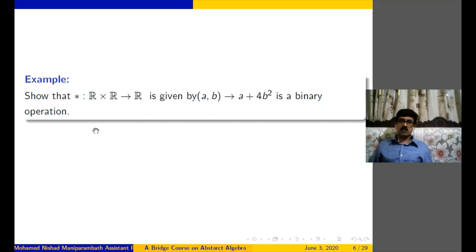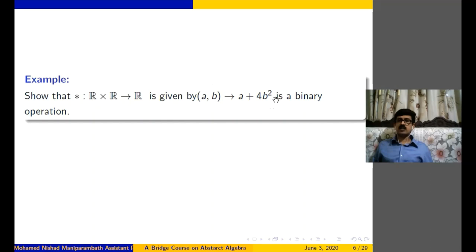We can move to another example. The example says: show that star from R cross R to R, where R is the real number set, given by a star b equal to a plus 4b square, is a binary operation. Here a star b is defined as a plus 4b square, where a and b are real numbers. While operating, after the operation, if we get a real number, we can say that this is a binary operation.